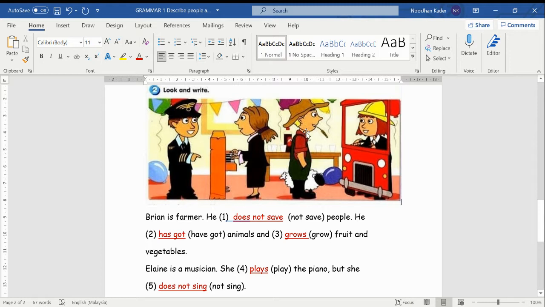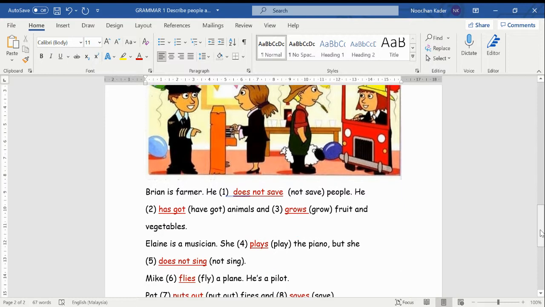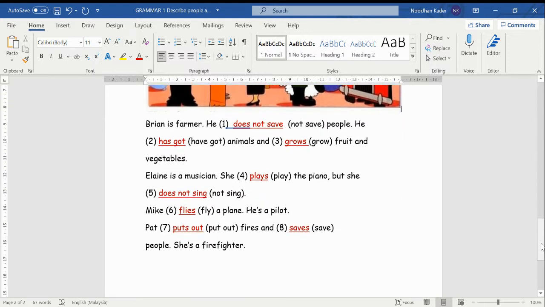Again, Brian and his occupation as a farmer. Elaine and her occupation as a musician. Mike and his occupation as a pilot. And Pat and her occupation as a firefighter. So we have done that. Let's just read one more time as a paragraph. That will complete our task today of writing descriptions about people and their occupations.